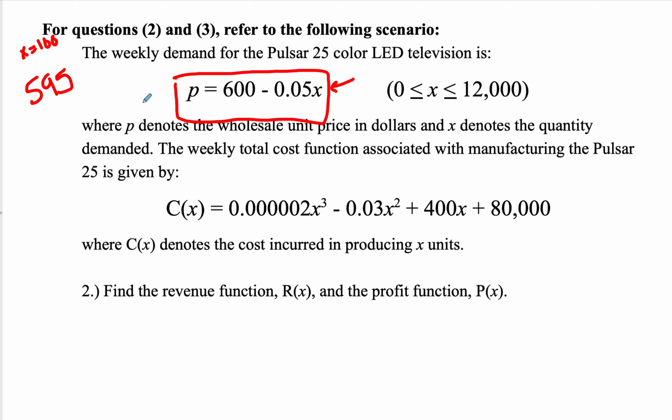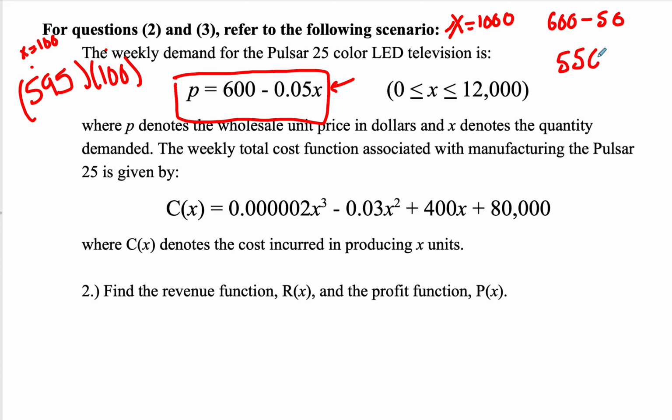Now, how much money are we going to make if we sell 100 TVs for $595? We're going to make 595 times 100, the amount you sold it for times the number you sold. If we continue on, what if this was 1,000? Well, if x was equal to 1,000, then we would have 600 minus 50, which is $550.